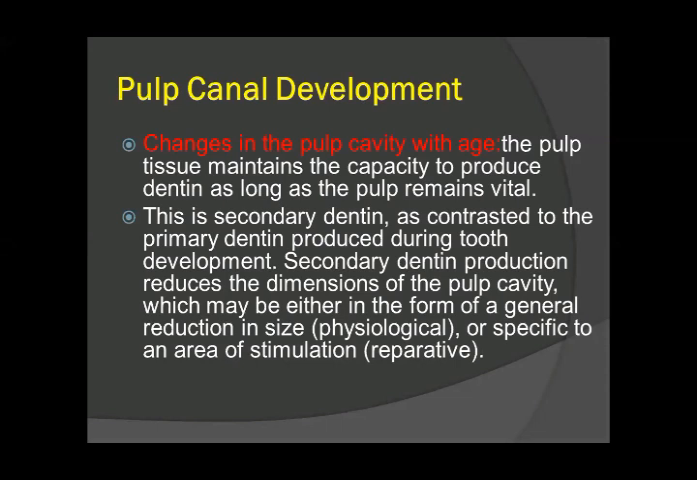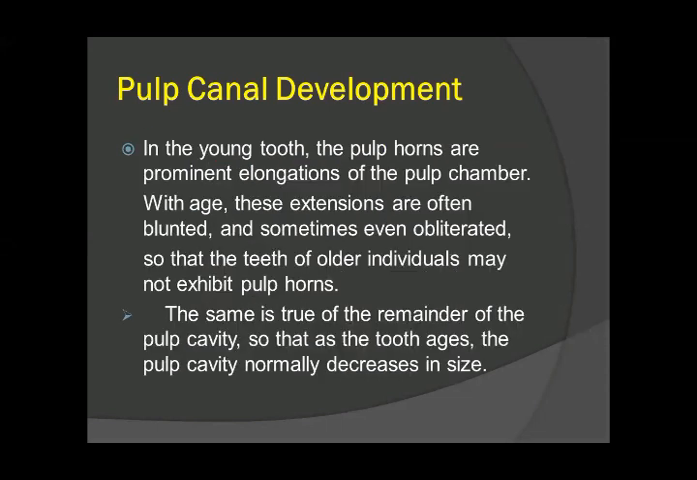In the young tooth, the pulp horns are prominent elongations of the pulp chamber. With age, these extensions are often blunted and sometimes even obliterated, so that the teeth of older individuals may not exhibit pulp horns. The same is true of the remainder of the pulp cavity, so that as the tooth ages, the pulp cavity normally decreases in size.